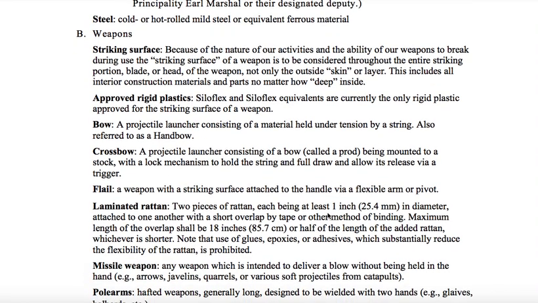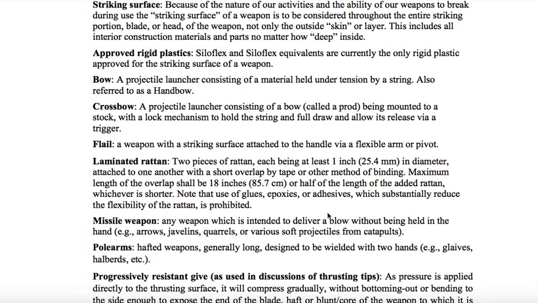B. Weapons. Striking surface. Because of the nature of our activities and the ability of our weapons to break during use, the striking surface of a weapon is to be considered throughout the entire striking portion, blade, or head of the weapon, not only the outside skin or layer. This includes all interior construction materials and parts, no matter how deep inside. Approved rigid plastics. Siloflex and Siloflex equivalents are currently the only rigid plastic approved for the striking surface of a weapon.